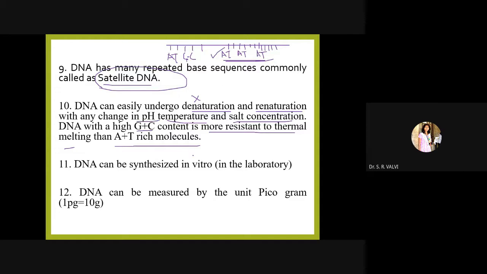Now, next characteristics. DNA can be synthesized in vitro. In vitro means in a laboratory condition, right? There are two types: in vitro, in vivo. So in vitro means in laboratory condition, whereas in vivo means in the actual plant body, or in case of an animal, inside the animal cell, right? So in vivo is the other part. In vitro means in a laboratory condition, in an artificial condition. So DNA can be measured in a unit picogram, right? So picogram is the unit for DNA measurement, right? So 1 picogram is nothing but what? It is 10 to the power minus 12 gram.